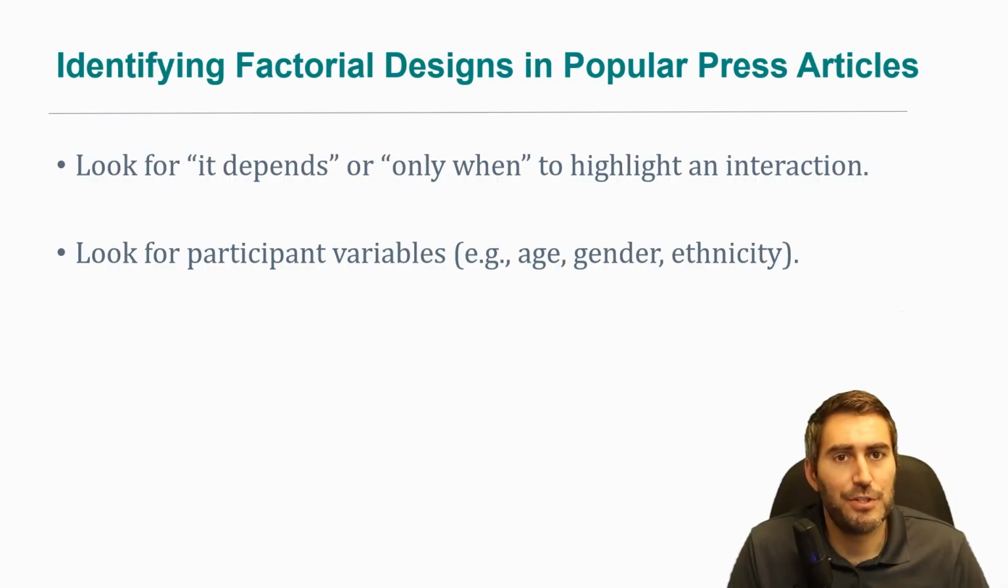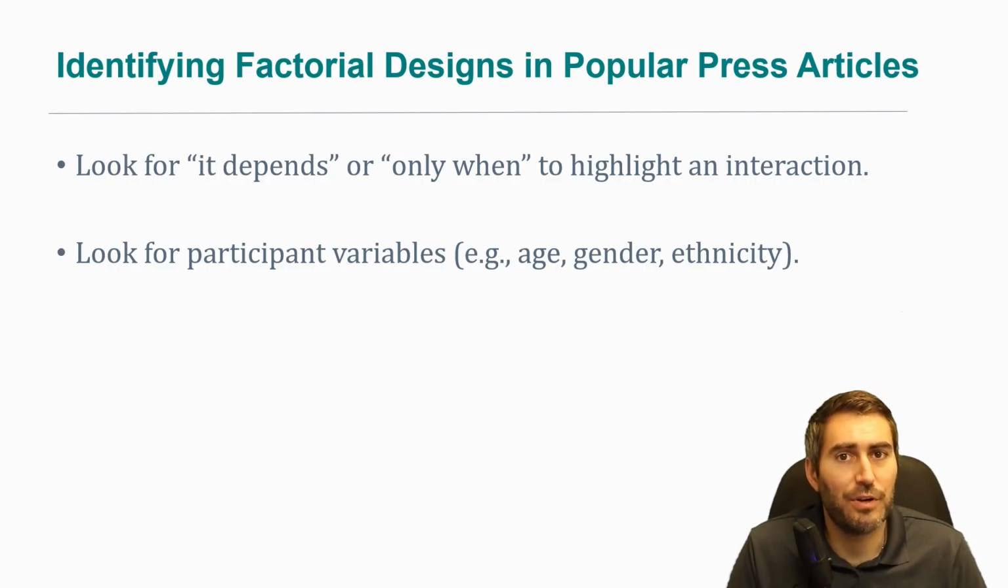Popular press articles usually don't specify what kind of design was used because journalists are trying to make the research simpler so it can be understood by the general public. So there are different clues you'll look for when reading a popular press article. One such clue is looking for the phrase, "it depends," or "only when" to describe an interaction. For example, driving ability while talking on a cell phone depended on the age of the driver.